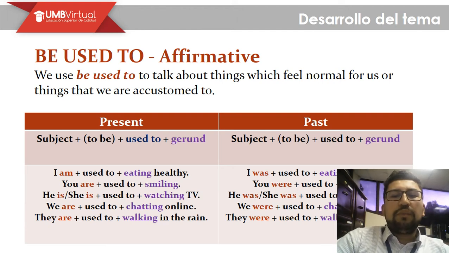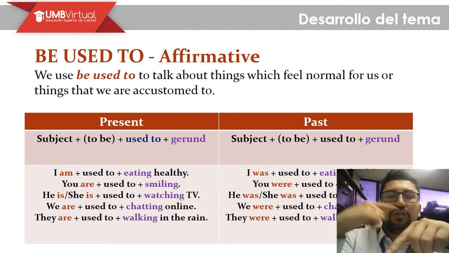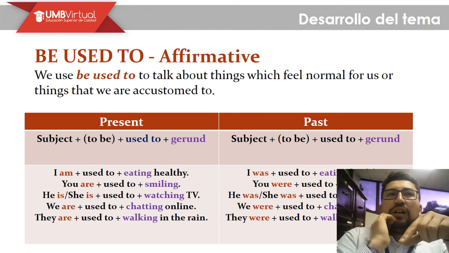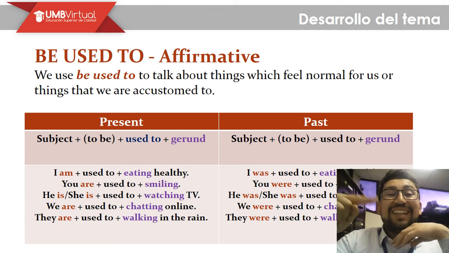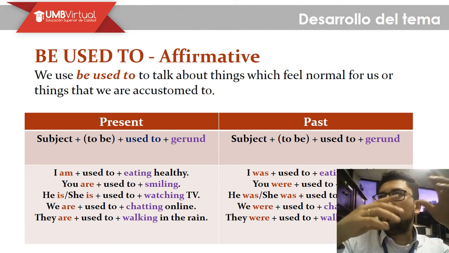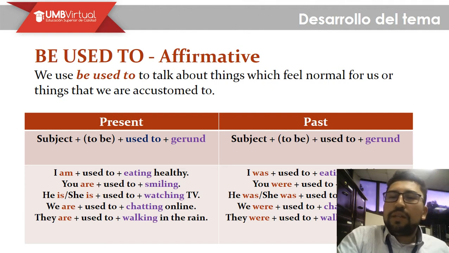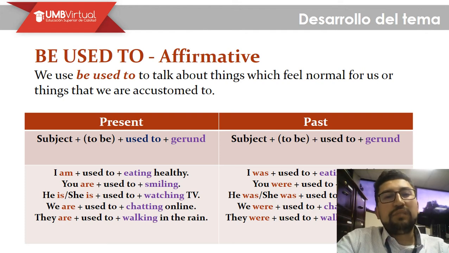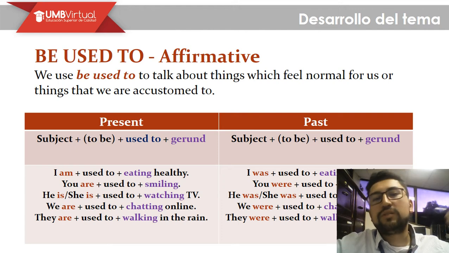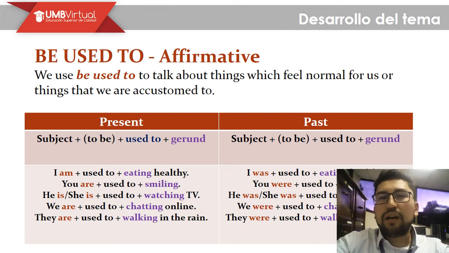Be used to is to talk about things that feel normal. It could be in the past, it could be in the present, or it could be in the future, right? For example, I think that in the future I will be used to having problems with my health, right? For example, my arm hurts and my head hurts because I become a viejito, right? So I will be used to. Now, this expression in Spanish means acostumbrarse a, o estar acostumbrado a, o estaré acostumbrado a, o estuve acostumbrado a, o estoy acostumbrado a.